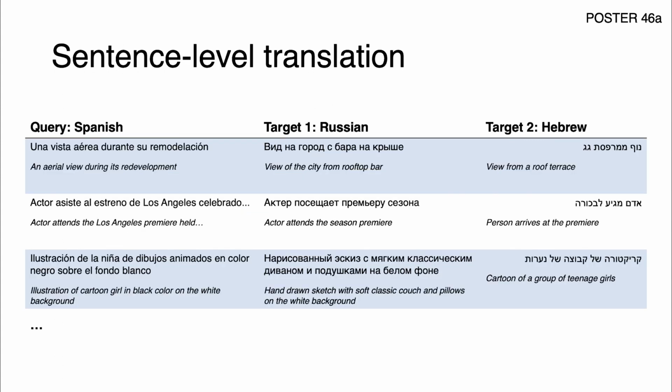We can also translate sentences using retrieval. We have a pool of sentences in each language, and given a sentence in Spanish, we retrieve the closest sentence in Russian and the closest one in Hebrew. Again, while the translation is not always literal, all the retrieved sentences have a very similar semantic meaning, implying that vision is capable of acting as a semantic bridge between languages.